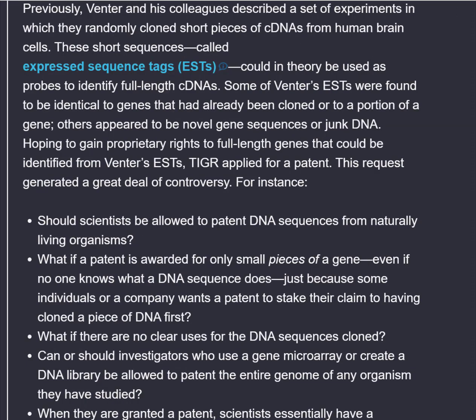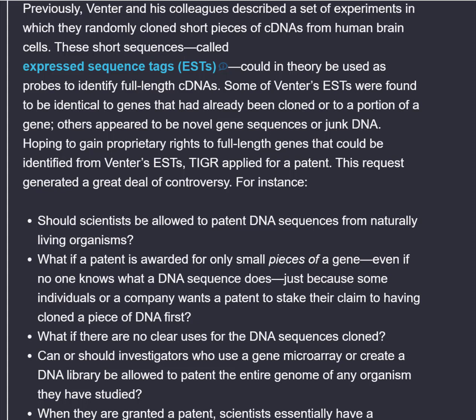Previously, Venter and his colleagues described a set of experiments in which they randomly cloned short pieces of cDNAs from human brain cells. These short sequences, called expressed sequence tags, ESTs, could in theory be used as probes to identify full-length cDNAs. Some of Venter's ESTs were found to be identical to genes that had already been cloned or to a portion of a gene, others appeared to be novel gene sequences or junk DNA.